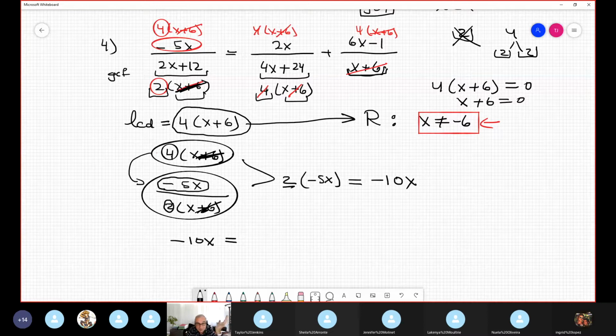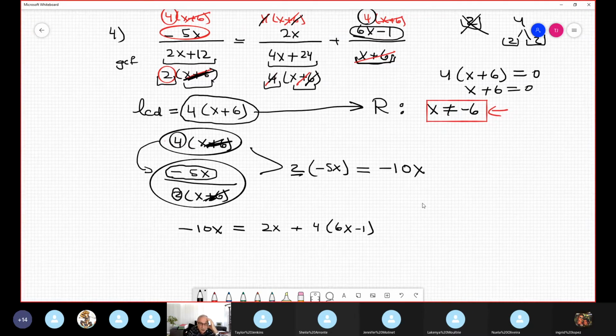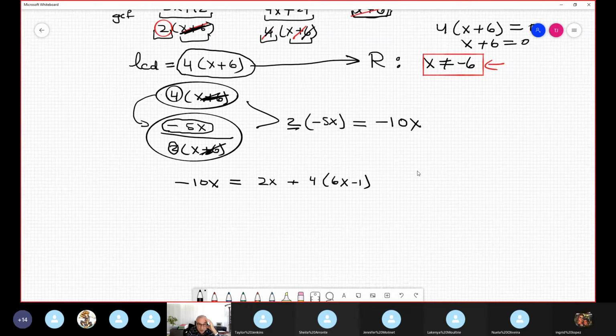Okay, I need to copy. I suppose that the rest I did well. You have 2x, remember, right? Because this is cancelled, down, and this is cancelled, 4 and 4, and stay alive 2x, plus 4 times 6x minus 1, no? Okay, there's 4 multiplied by this, because x plus 6 is cancelled. Now it's great, it's good. Let me try. You apply the distributive property here. Minus 10x is equal to 2x plus 24x minus 4.